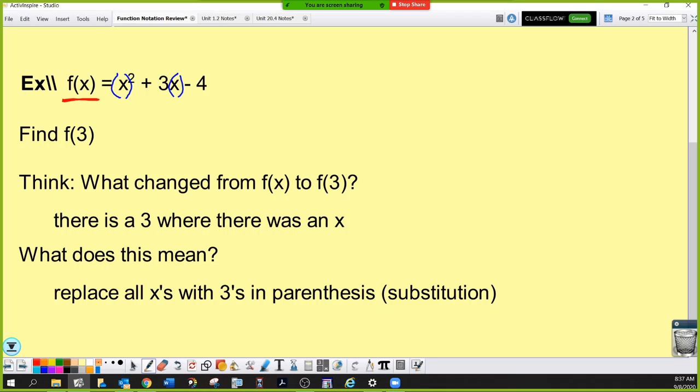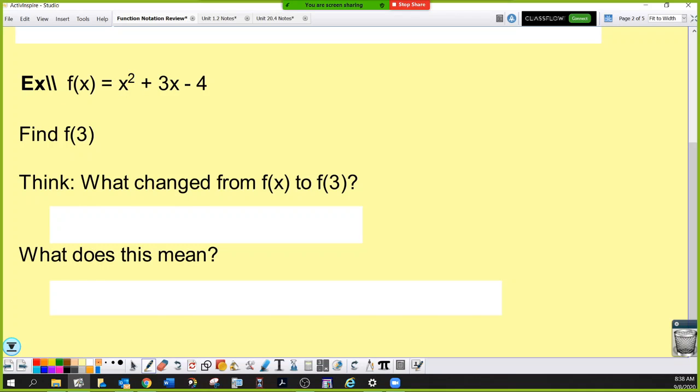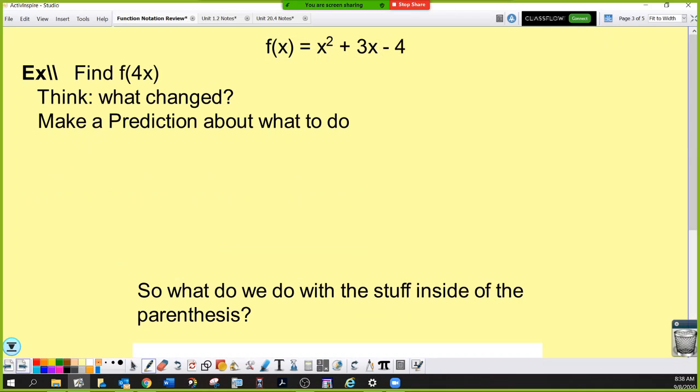All right. See, we're not actually going to do this question right now. I think we do it on the next slide. So here I give you the exact same quadratic, x squared plus 3x minus 4. We're going to find f of 4x.